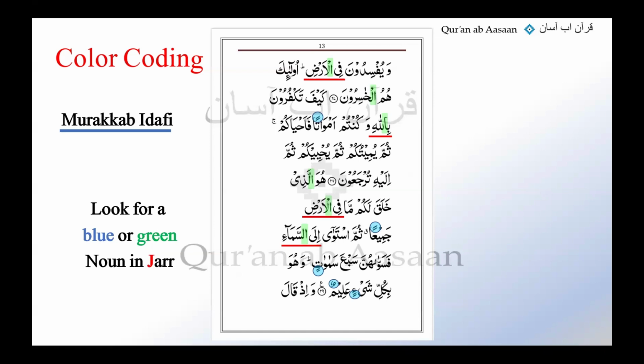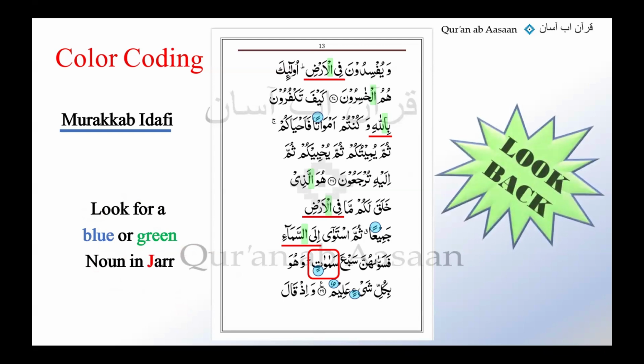I can see one. Samavatin. Excellent. What am I going to do now? First, I looked for a colored noun in jar. Now I look back. And what do I see? Sab'a. So this is a no al, no tanween possessed noun followed by a noun in jar. So it qualifies. It meets the conditions for al murakkab idafi. So I can now underline it blue.